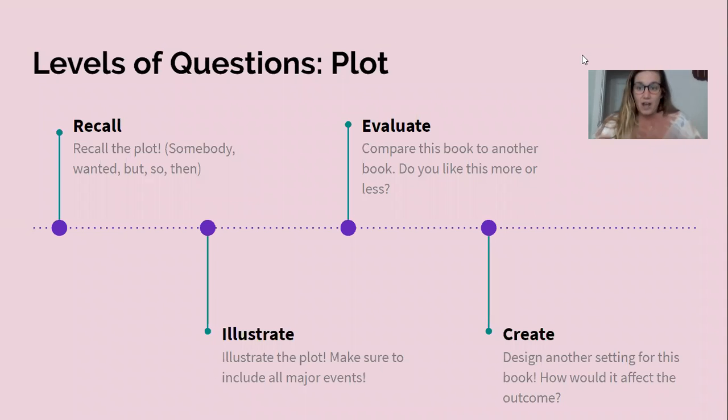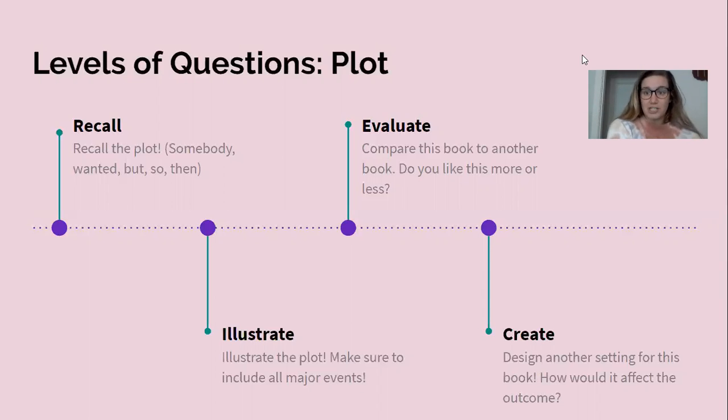So a ladder looks like this. We start from the bottom rung. We start with the things that we already know. So we already know how to recall the plot. We already know how to summarize. So when I think about the story that I just read to you guys, who was the somebody? The somebody was the troll. What did he want? Well, he didn't want to scare people. But what happened? Those are summarizing skills that your child can apply to any book that they read.